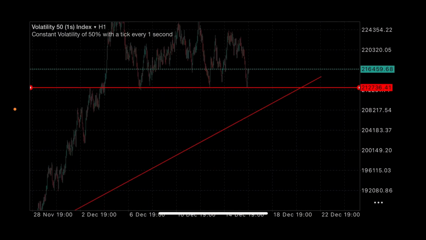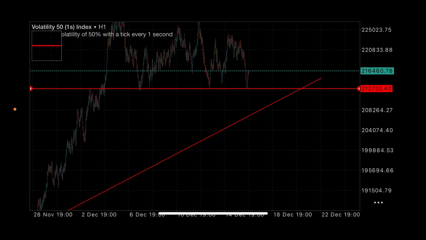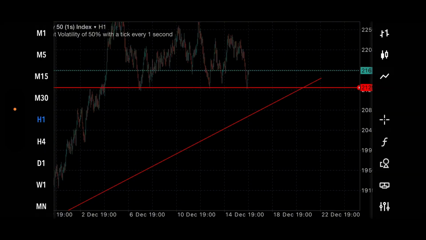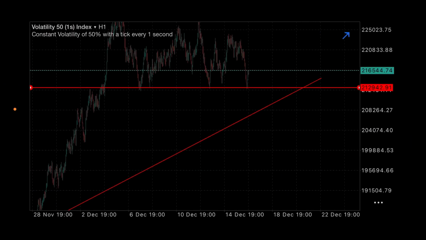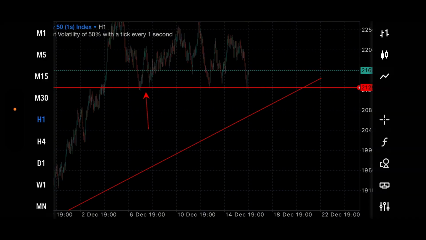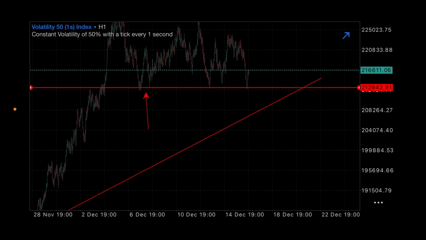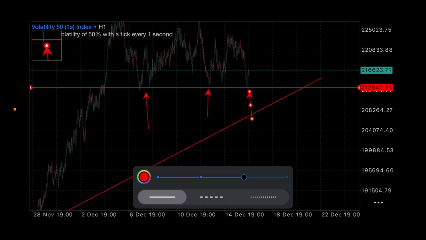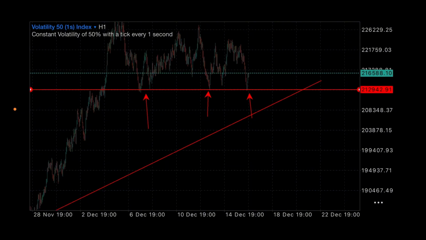Look at this place here. This 212, this line I drew here, is a clear example of a demand zone or support zone where there is buying pressure. Price came to touch here the first time, and buyers bought. It did the same thing here, and buyers bought. And it did the same thing here, and they bought. That is a clear example of a demand or support zone where there is buying pressure.